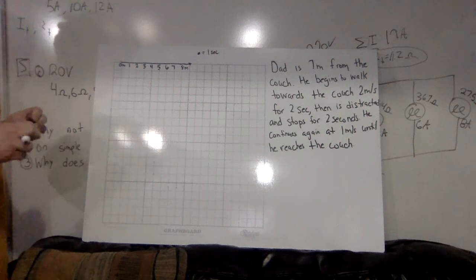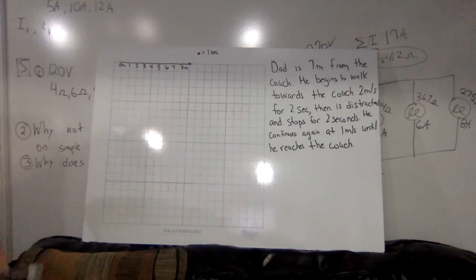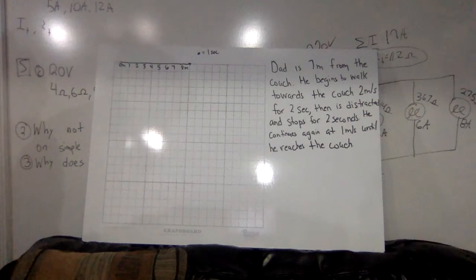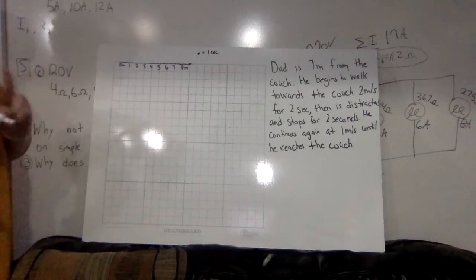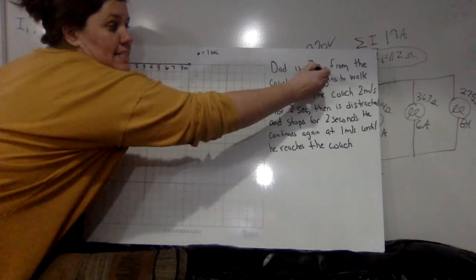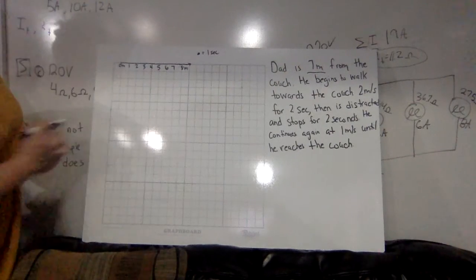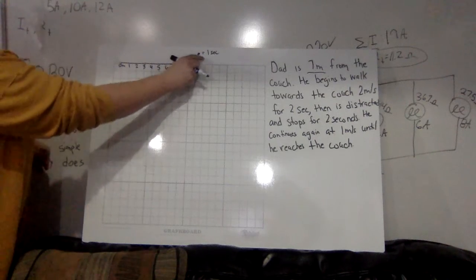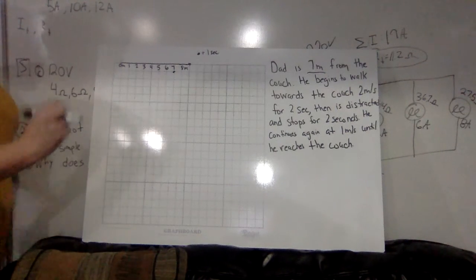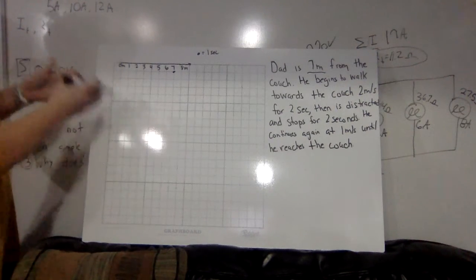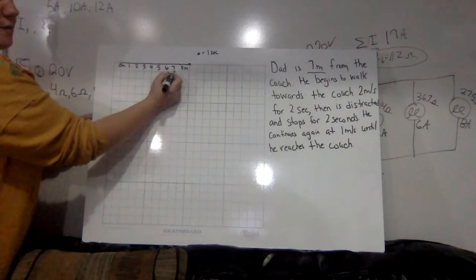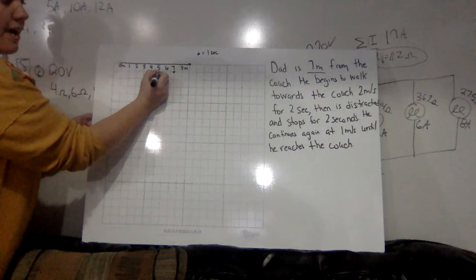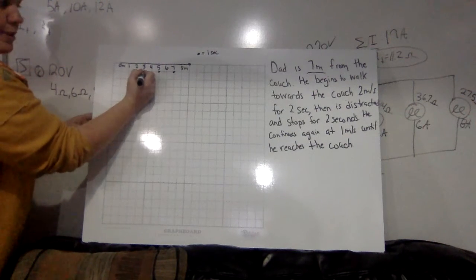And so the first thing we want to do is start plotting those points and do what it tells us to do. So the first step is that Dad walks 2 meters per second for 2 seconds. Now he's starting 7 meters away from the couch, so we're going to start right here at 7 meters. Remember, 1 dot equals 1 second. We're going to start at 7 meters and go for 2 seconds at 2 meters per second. So if I'm going 2 meters per second and starting at 7, my next second will occur at 5 meters and then again at 3 meters.